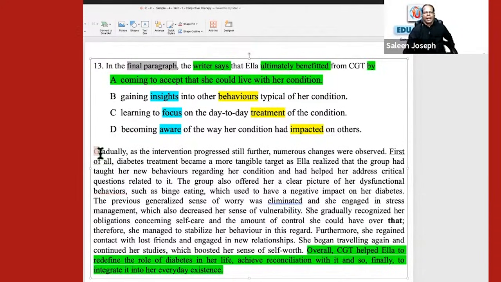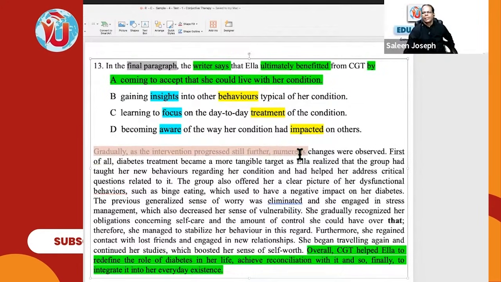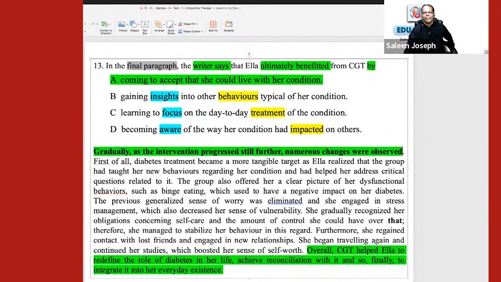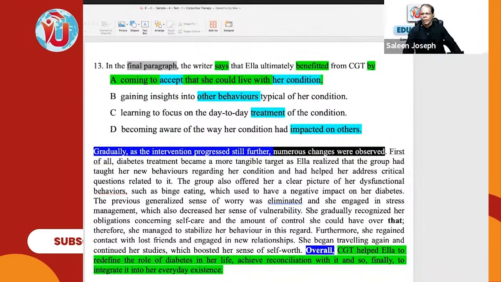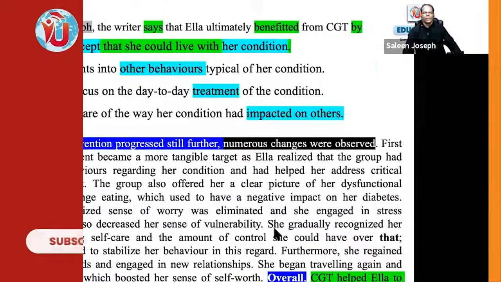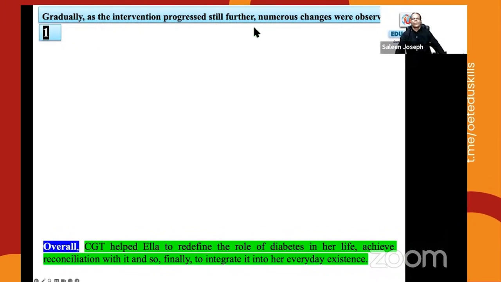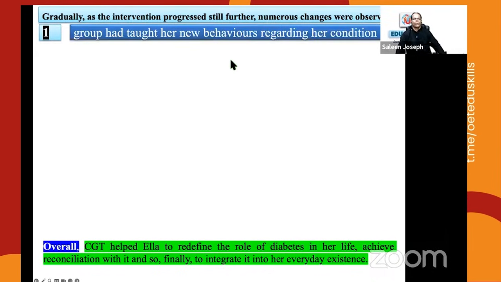Clear? Now you say, gradually, as the intervention progressed, this is the topic sentence. If you remember, when I taught you the paragraph structure, this is there for every paragraph, but we are highlighting one. See, gradually, as the intervention progressed still further, numerous changes were observed. What is the controlling idea in the topic sentence here? Numerous changes. Yeah, numerous changes is the controlling idea, which means the whole paragraph will speak what were the changes. I'll show you how it can be, what are the changes, how beautifully the whole paragraph explains. Okay, now you see, gradually as the intervention progressed still further, numerous changes were observed.